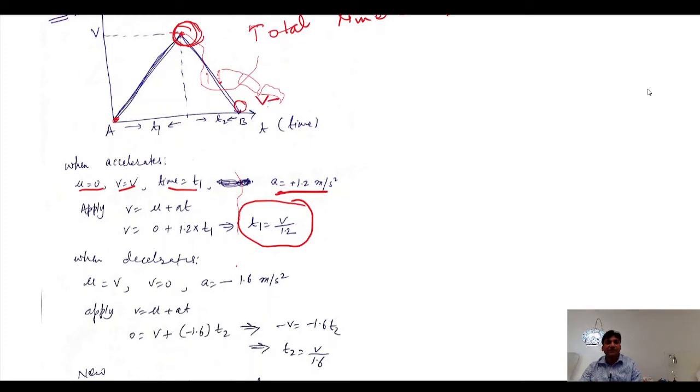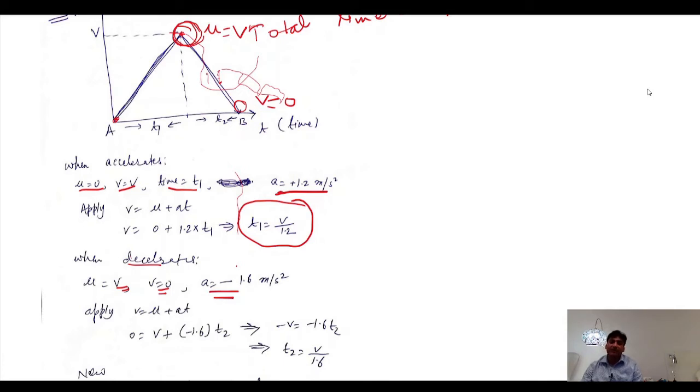So here the final velocity will be 0 for deceleration, and the initial velocity will be v, which we had considered at this point, right? When it decelerates, the initial velocity is v, because I considered the maximum velocity was v. And the final velocity was 0 here, it stopped. And the very important point is that I have considered a as minus 1.6 because it decelerated. So when there is deceleration, the acceleration will be negative.